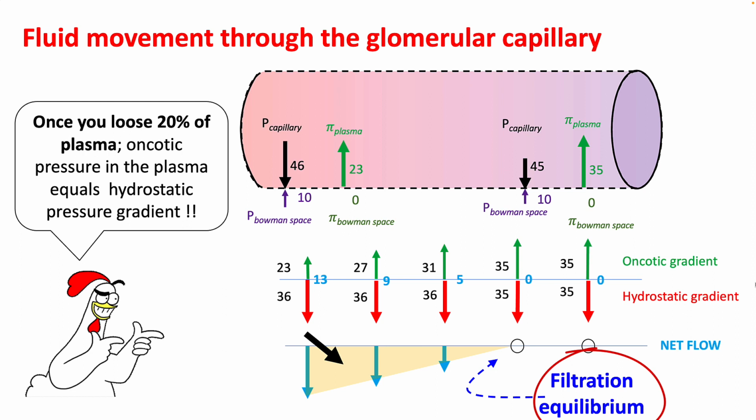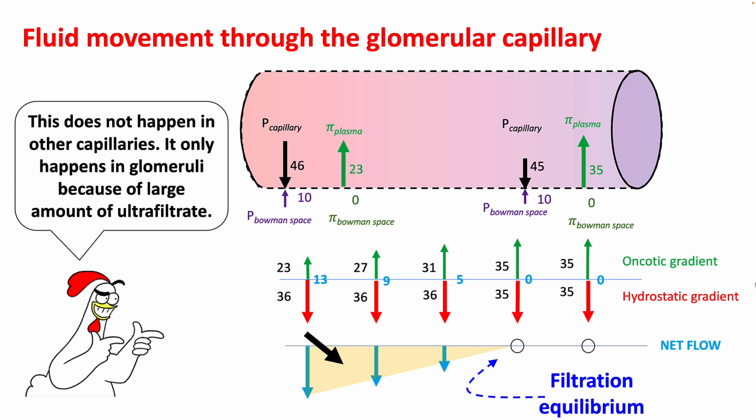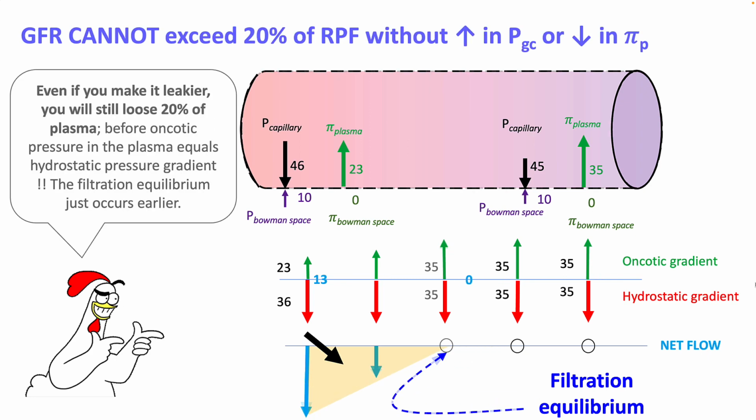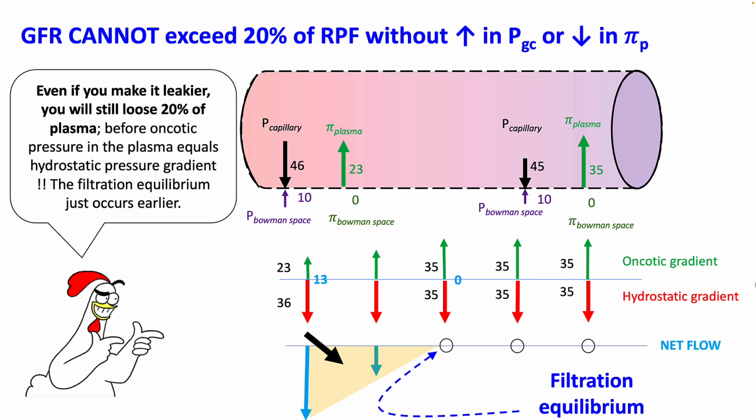And the point where there is no net flow is called filtration equilibrium. This does not happen in other capillary beds because the net movement of fluid is much smaller. It only happens in glomeruli because of the large amount of ultrafiltrate. So GFR cannot exceed 20% of the renal plasma flow unless you increase glomerular capillary pressure or reduce plasma oncotic pressure. Even if the membranes become more leaky, you still reach that equilibrium after losing 20% of the plasma. So your filtration equilibrium occurs much earlier in the capillary bed, while the total amount of GFR remains the same.